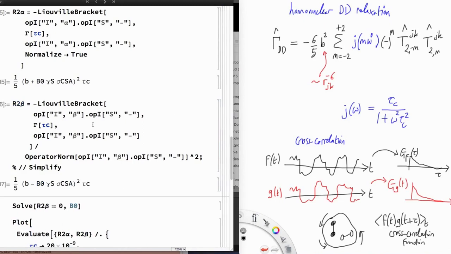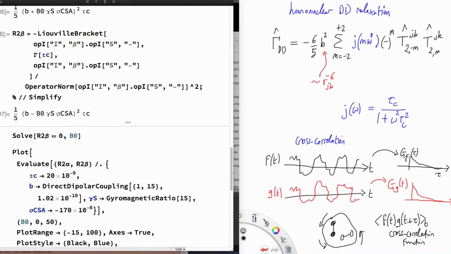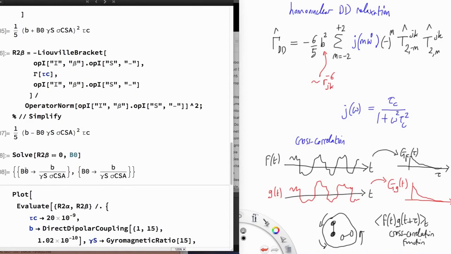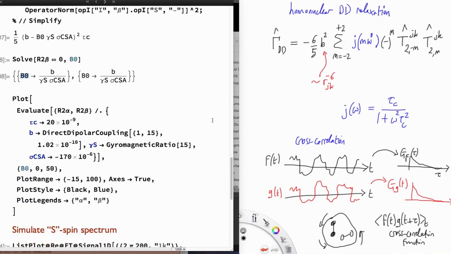For the other component, we get a different analytical expression. You can see the signs are different. And for one of them, by changing the magnetic field, you can make this vanish, while for the other one, the two line widths add up together. And one could even use Mathematica to solve for the magnetic field at which one of the line widths vanishes. And that gives you the solution: if you know these parameters, the dipole, the gyromagnetic ratio and the chemical shift anisotropy, this gives you the magnetic field at which the TROSY effect is maximal.